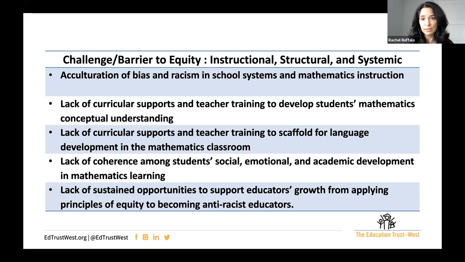The first one, the acculturation of bias and racism in school systems and mathematics instruction, is the one that we'll be focusing on today with stride one. The other four are really about teacher training and curricular supports, and supports for teachers to shift instruction and to build their capacity to meet students' needs, both in language development and social, emotional, and academic development. Those are all great strides as well, but we won't be focusing on them today.